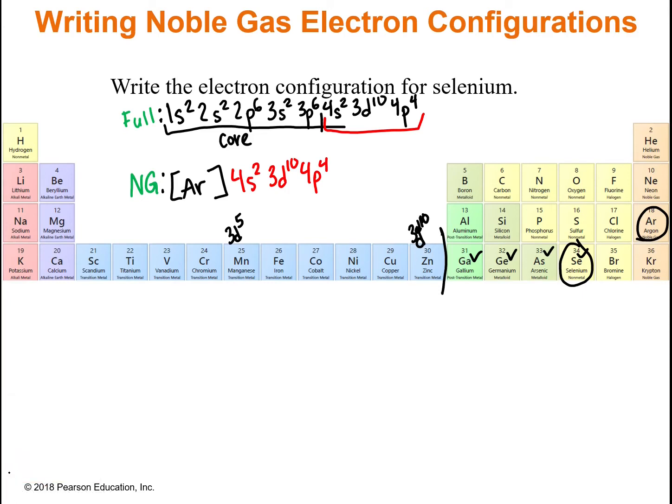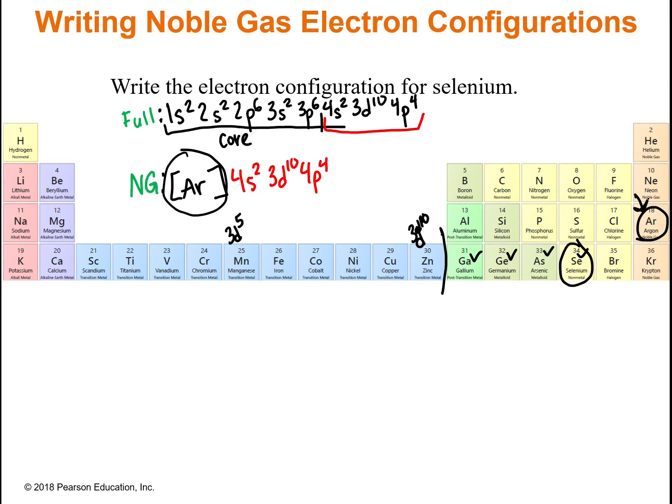And I'm sure you're probably like, really, Dr. Hefner, how come we couldn't do that in the first place? Because you wouldn't really know what the argon in brackets meant. You've got to understand where it comes from. Know your history. So why are we using argon? Because argon is the noble gas that is in the row above where selenium is.